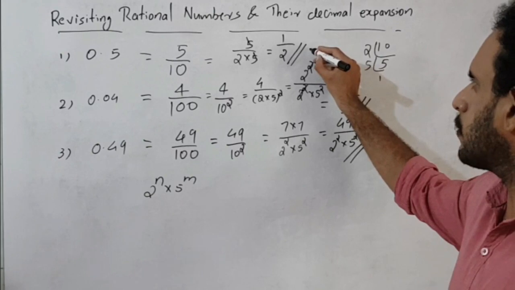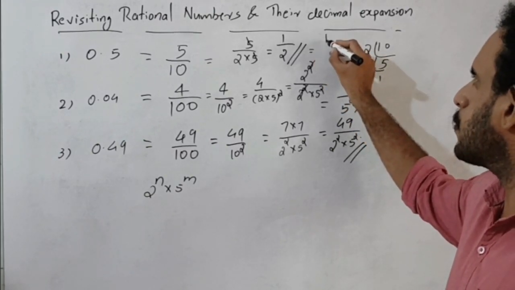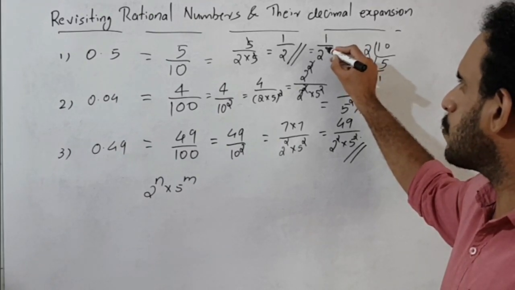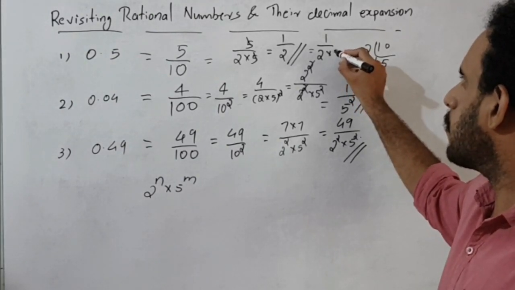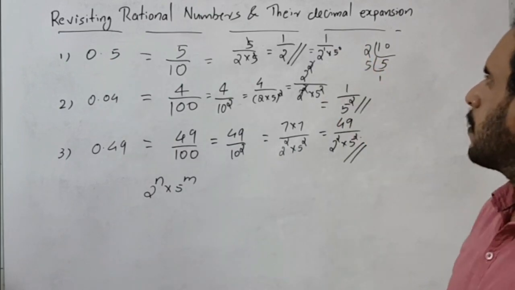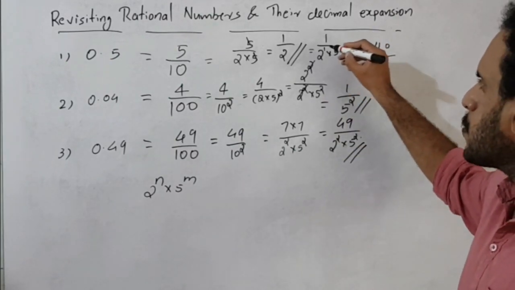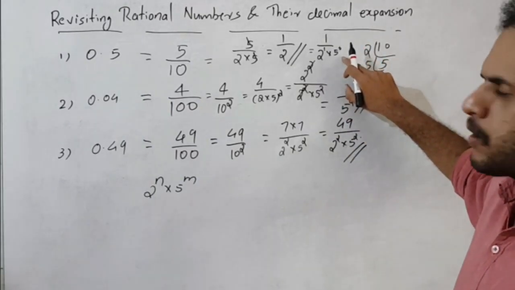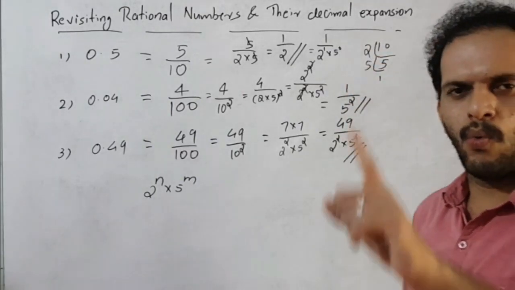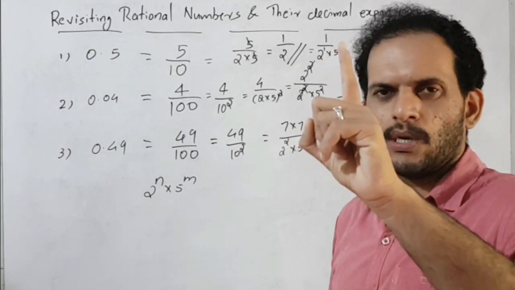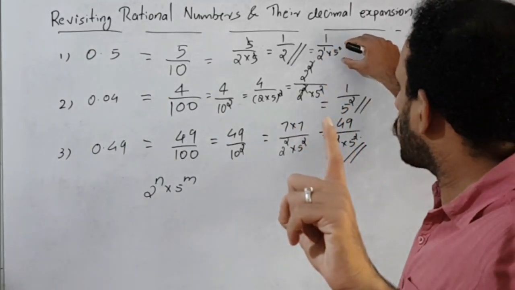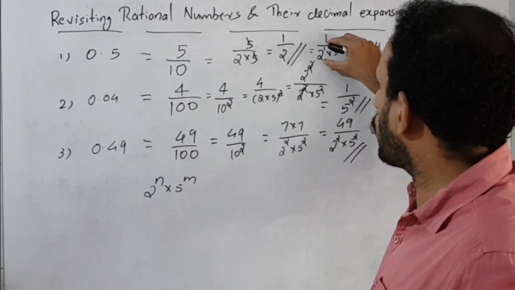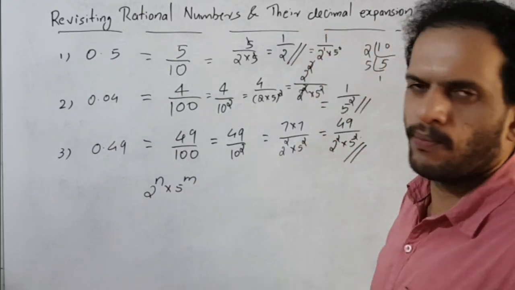We know that 1 by 2 is possible to write like this also. 1 by 2 means the power of 2 is 1 into 5 raised to 0. 1 by 2 raised to 1 into 5 raised to 0. What is 5 raised to 0? We know that a raised to 0 is equal to 1. Then 5 raised to 0 is equal to 1. That's 1 into 2 raised to 1, which is 2. That is 1 by 2.